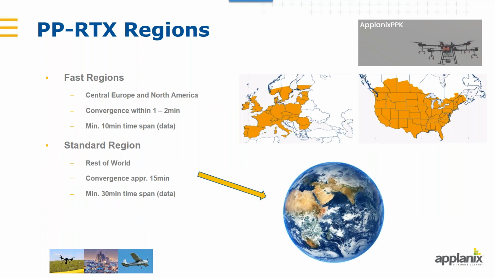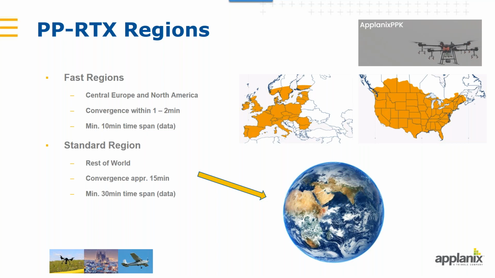However, we have to distinguish here between two different regions. We have a so-called fast region, and the fast region uses a denser network of stations to deduce a regional correction model, while the standard region relies on a global model. In both cases, if you process the data, you can obtain an accuracy of 3 centimeter horizontal error and 6 centimeter vertical. The fast regions right now are over Central Europe, as you can see on the right side here, and North America.